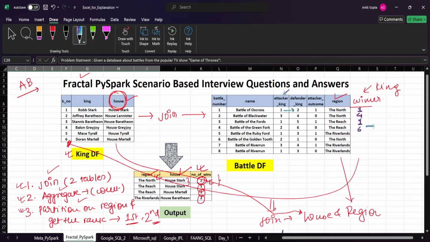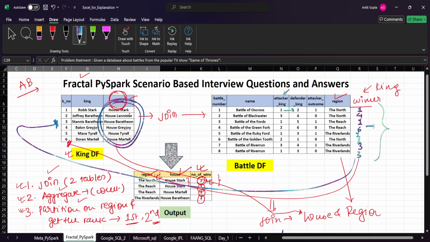So we are done till this point. If you see here who won, here we have 1, so it is attacker king, so we should have 1. Here it is 0, that means defender king, here we should have 1. So now we have this winner, and once we join this with this, we will get this house column. At the end, we will have these two columns, the house and reason. Once we have this, we can simply apply the group by and do the partition to get the required output. So I hope the approach is clear.